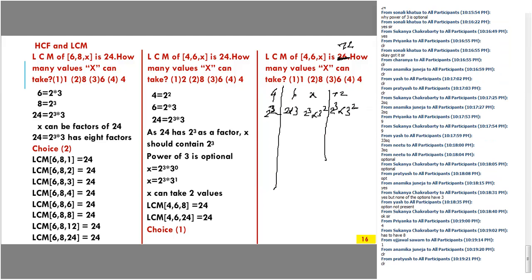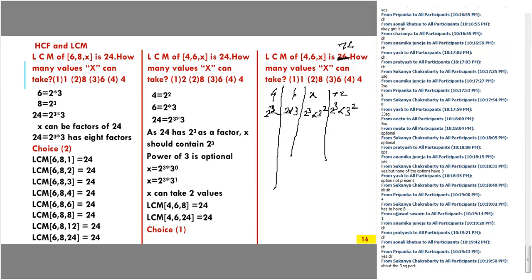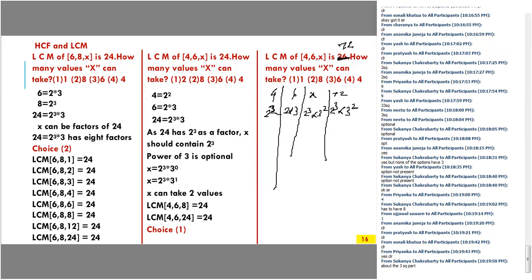I should have written 72 by mistake. I have written 36. Clear or not? I should have 72. Are you clear, Sukanya? 4 contains 2 square. 6 contains 2 into 3. 72 is 2 cubed into 3 square. So X should contain 2 cubed and 3 square or not? Sukanya, are you clear? I think I should have given 72 by mistake. I have given 36. Clear?